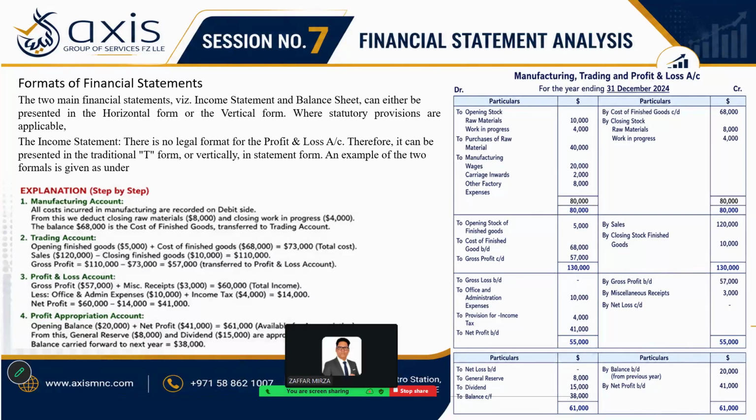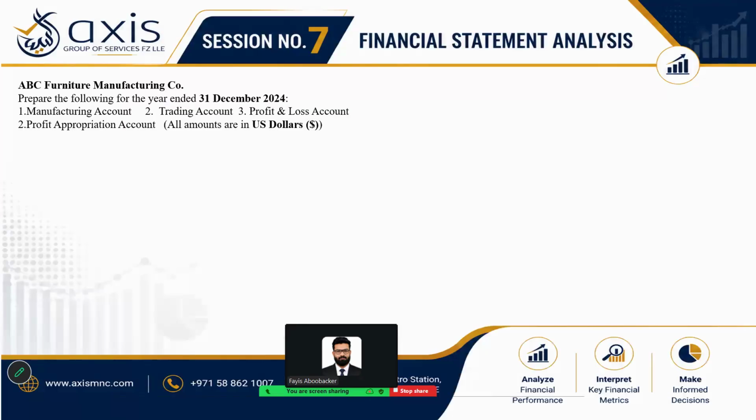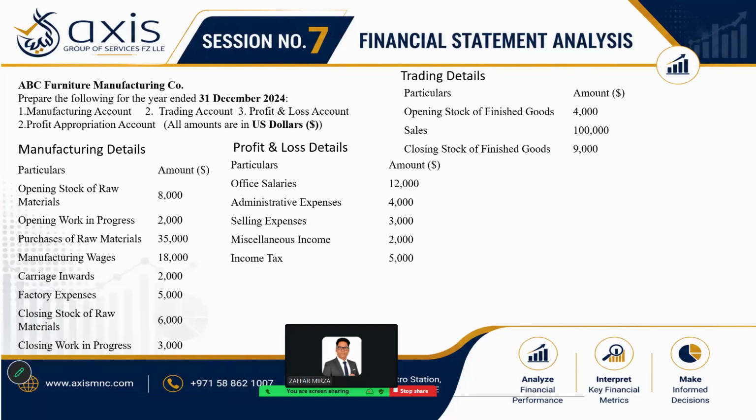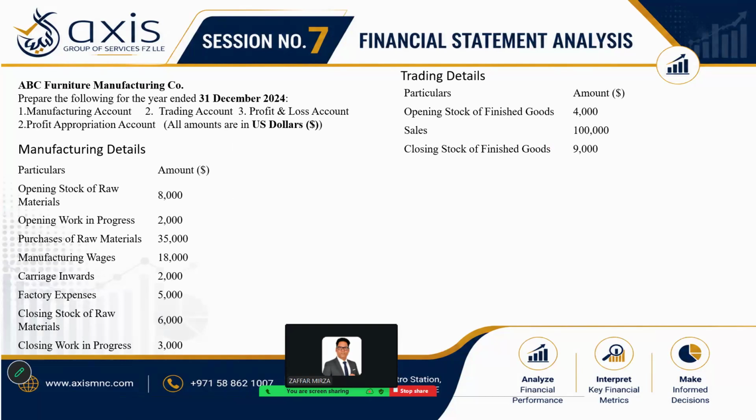Clear? Is there anything that needs to be discussed in this slide? ABC Furniture Manufacturing Company, prepare the following for the year ended 31st December 2024: manufacturing account, trading account, profit and loss account, P&L appropriation account. All amounts are in US dollars. So manufacturing details, trading details, profit and loss account. First prepare the manufacturing account.